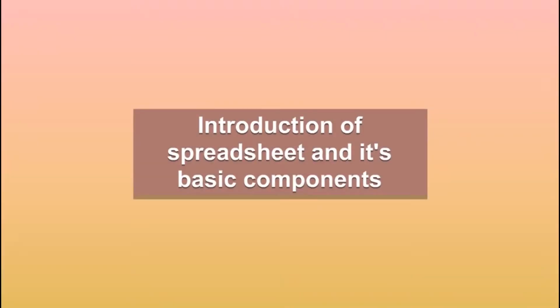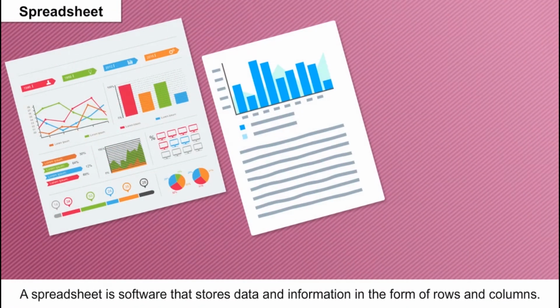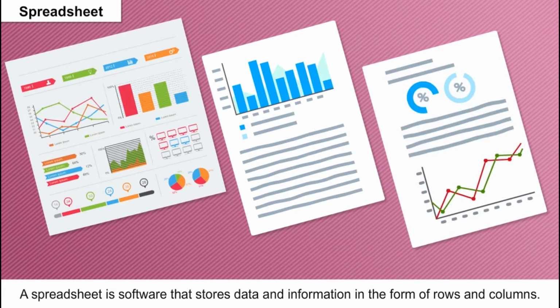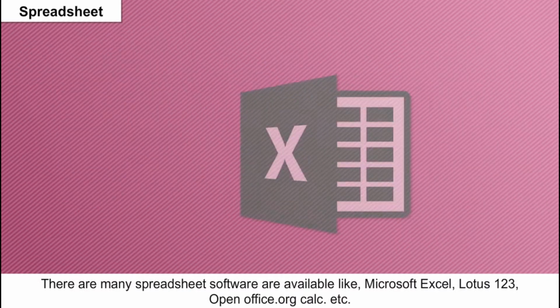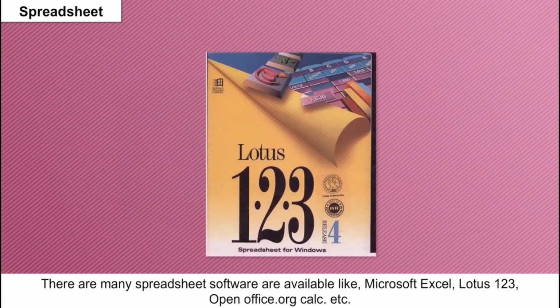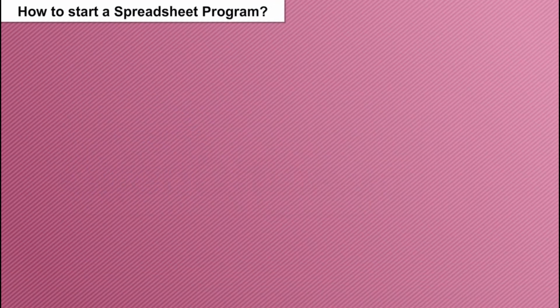Introduction of Spreadsheet and its basic components. Spreadsheet. A spreadsheet is a software that stores data and information in the form of rows and columns. There are many spreadsheet software available like Microsoft Excel, Lotus 123, OpenOffice.org Calc, etc. How to start a spreadsheet program?